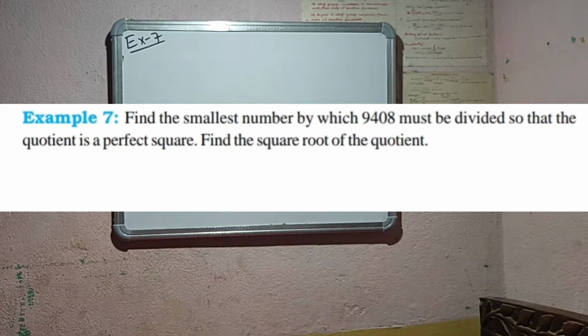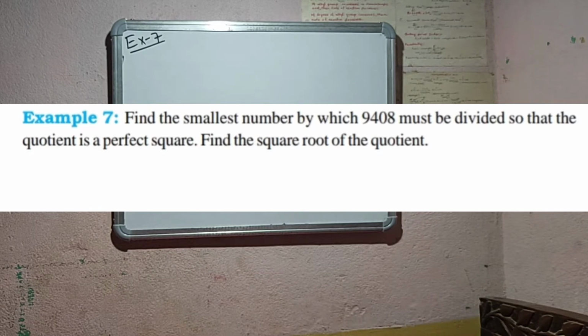So we have to factorize 9408 into its prime factors. Clear? Then we see whether any number becomes unpaired or not. If there is an unpaired number, then I can say that the number is not a perfect square. Then I have to divide by this number, and this will be my quotient. After division, the number obtained is called the quotient. Dividend divided by divisor is called the quotient.